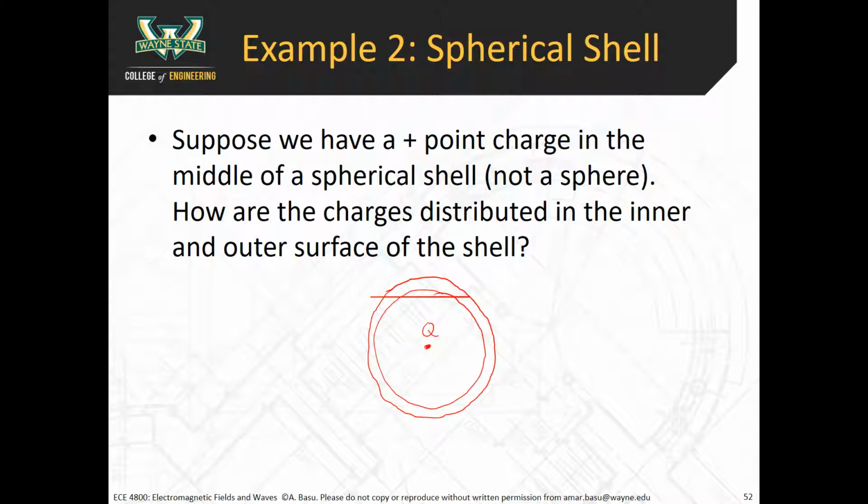So let's say this has a positive charge Q. The question is, what type of charges will build up on the inner surface of the shell? What type of charges will build up on the outer surface, and why? There'll be negative charges on the outer surface, positive on the inner surface.